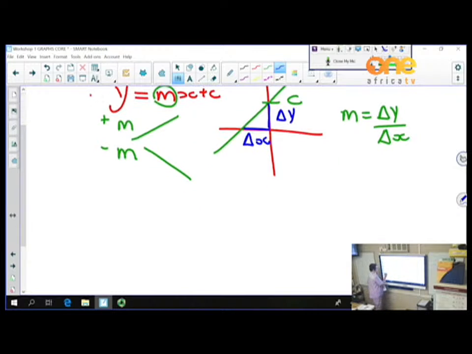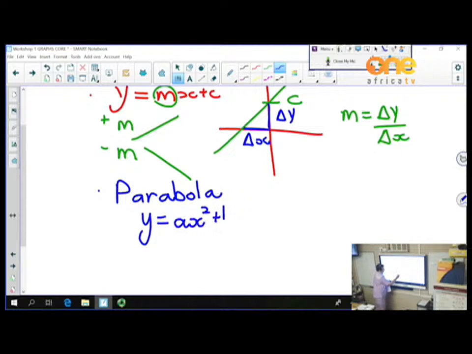In the second place, we have a parabola. You must be able to draw parabolas. The parabola's equation is y is equal to ax squared plus bx plus c. That is the typical parabola. Can you see the quadratic equation here?